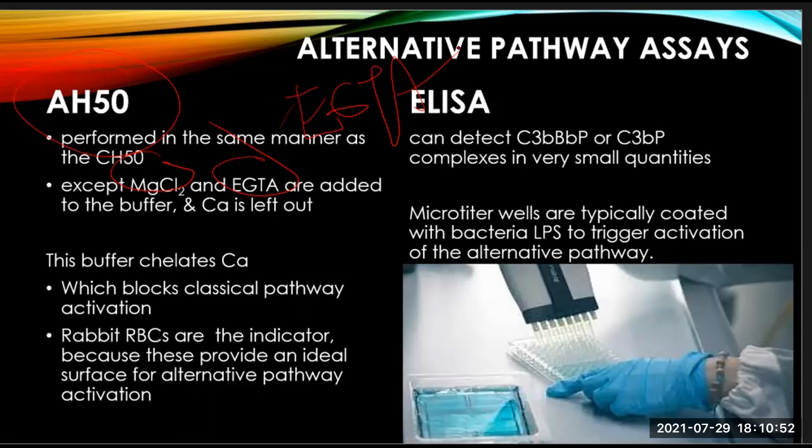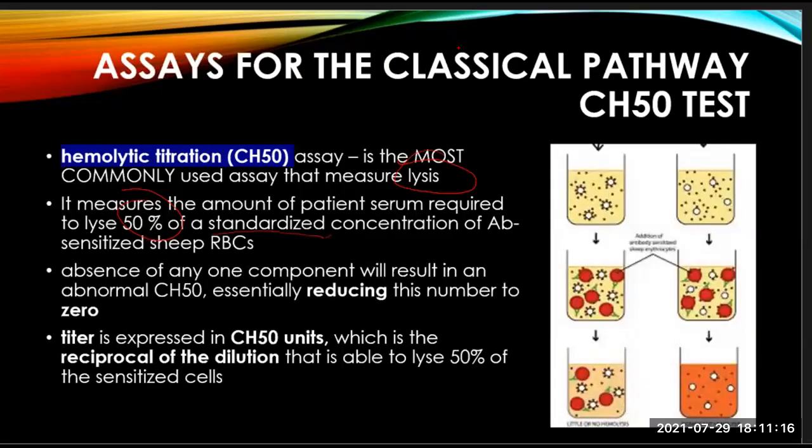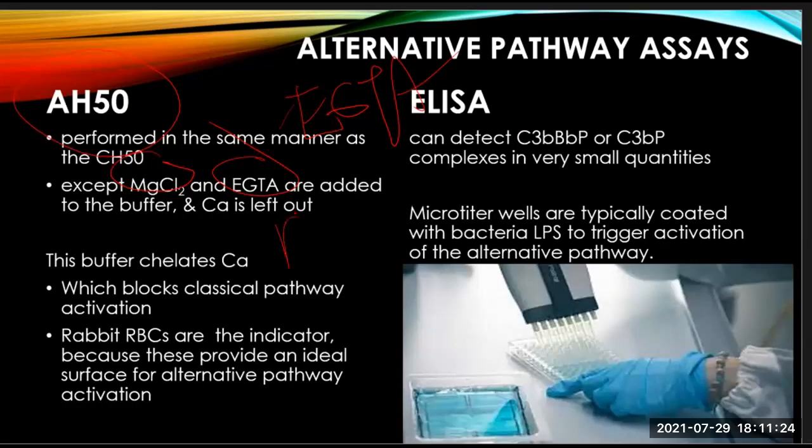Ano bang meron ng buffer na ito? Because this buffer, anong function? It chelates calcium, which blocks the classical pathway of activation. And may modification naman, rabbit red cells are used as the indicator here because these provide an ideal surface for alternative pathway activation. I would just like to note, kung dito sa CH ginagamit natin sheep RBCs, here they are using the rabbit RBCs.